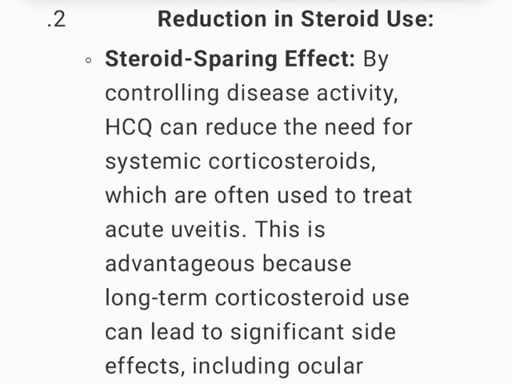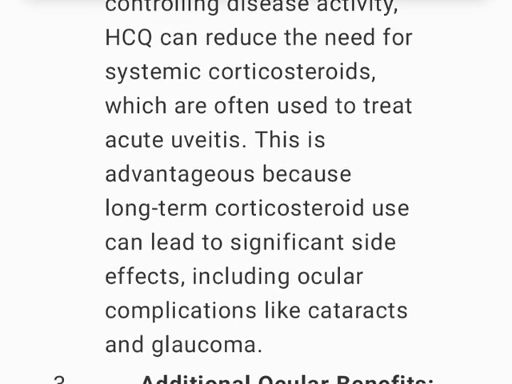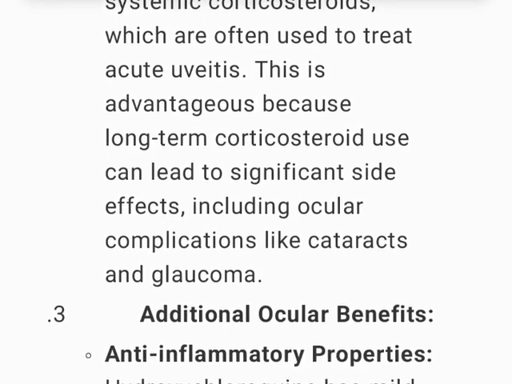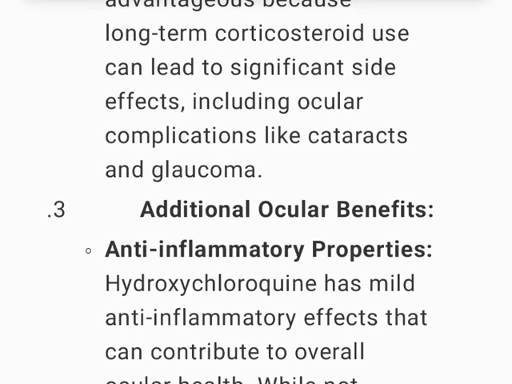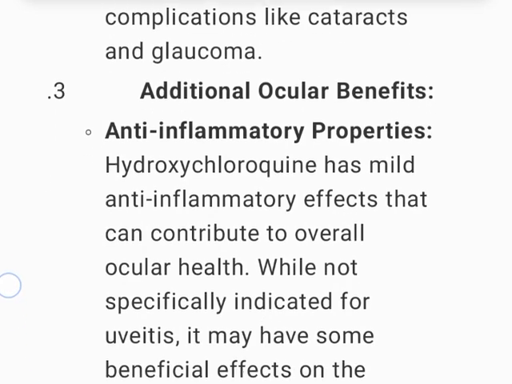2. Reduction in steroid use, steroid-sparing effect. By controlling disease activity, HCQ can reduce the need for systemic corticosteroids, which are often used to treat acute uveitis. This is advantageous because long-term corticosteroid use can lead to significant side effects, including ocular complications like cataracts and glaucoma.